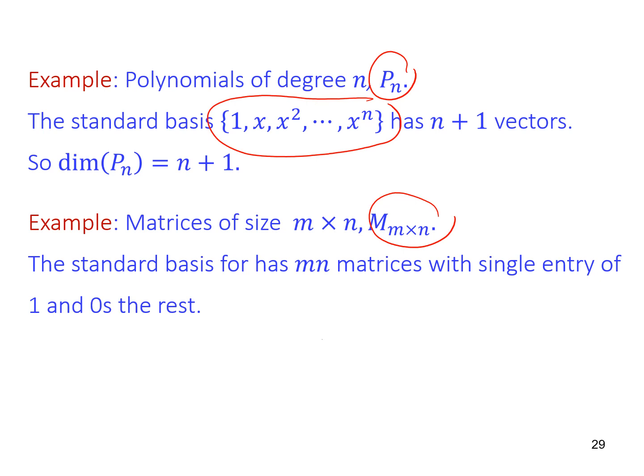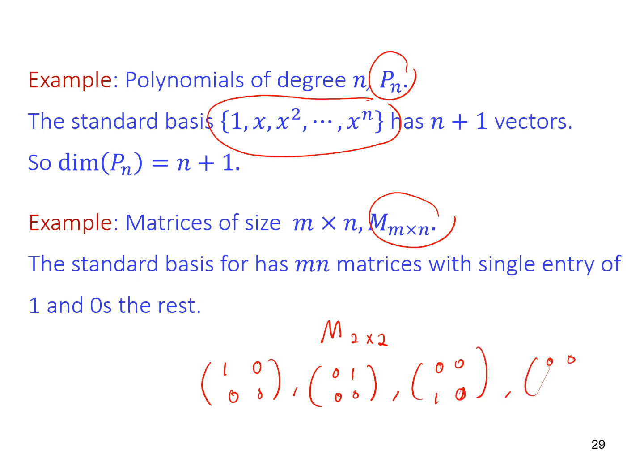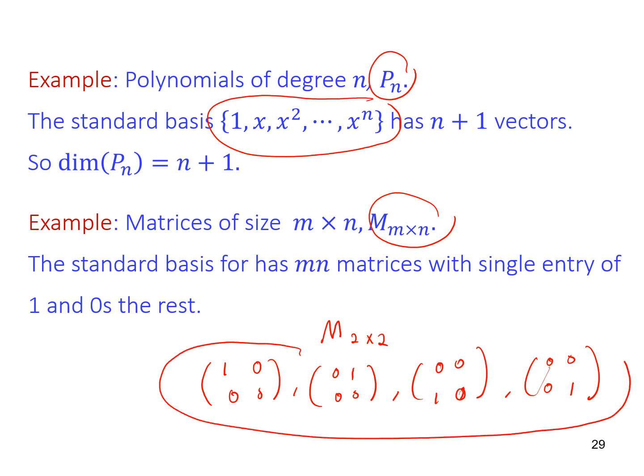Previously we have seen that for matrices of size 2 times 2, the standard basis consists of m1, m2, m3, and m4, where these are 2 times 2 matrices with a single entry of 1, and the rest of the entries are all zeros. So for M 2 times 2, we have 4 matrices of this kind, and this collection forms a basis for M 2 times 2.